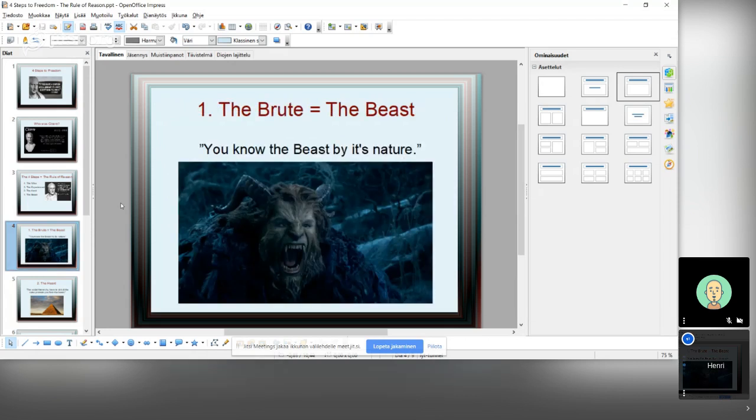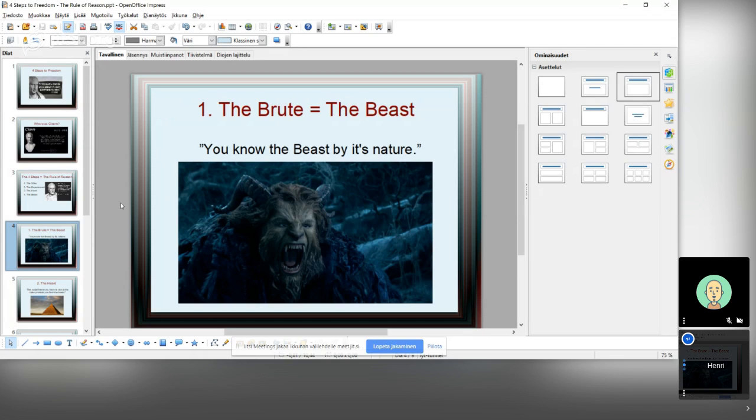So the first step is the brute, the beast. Basically, you know the beast by its nature. If we think about people, this is from Beauty and the Beast. The beast was a very powerful, very intelligent creature that knew all the steps to gain his own personal power.